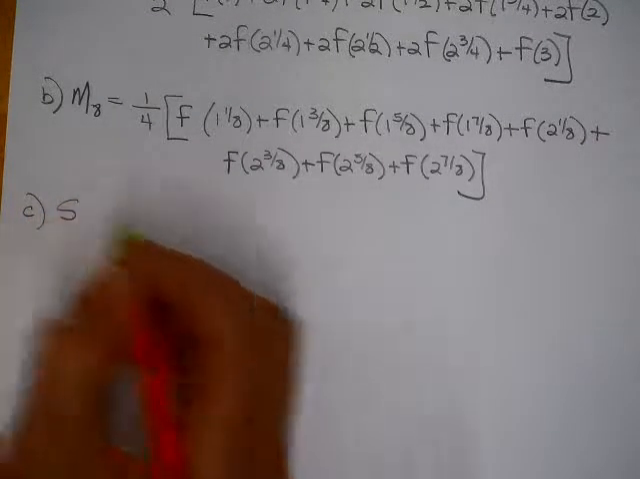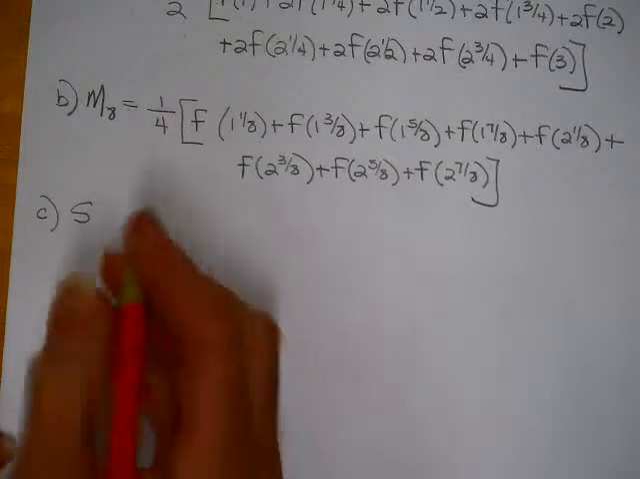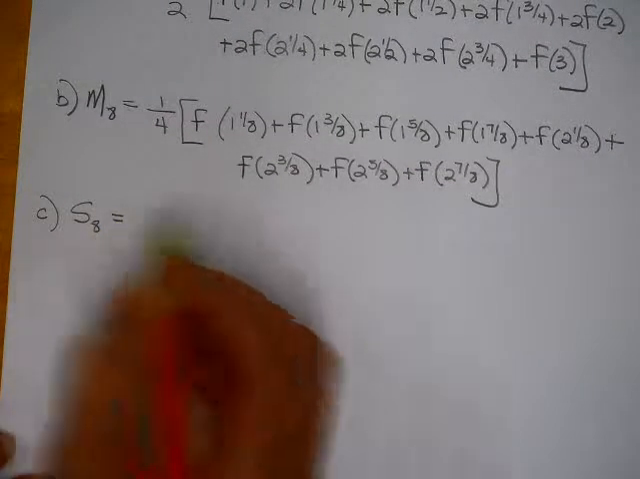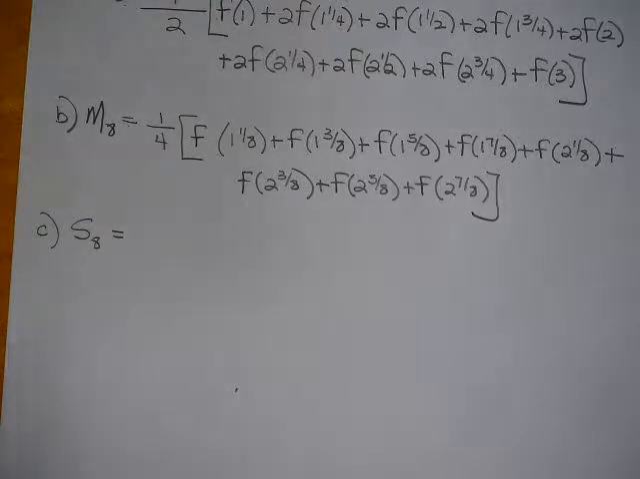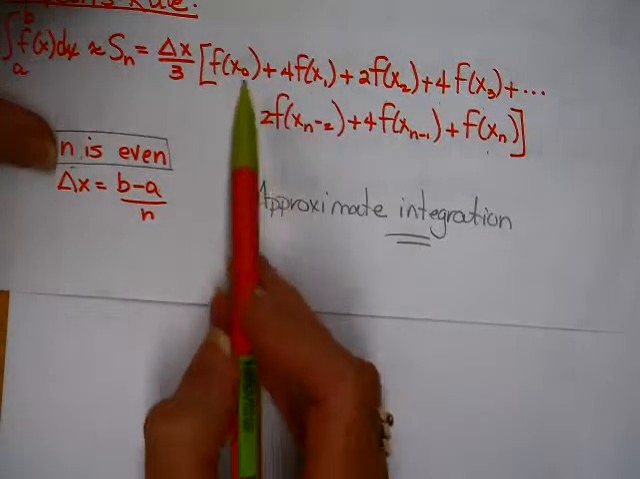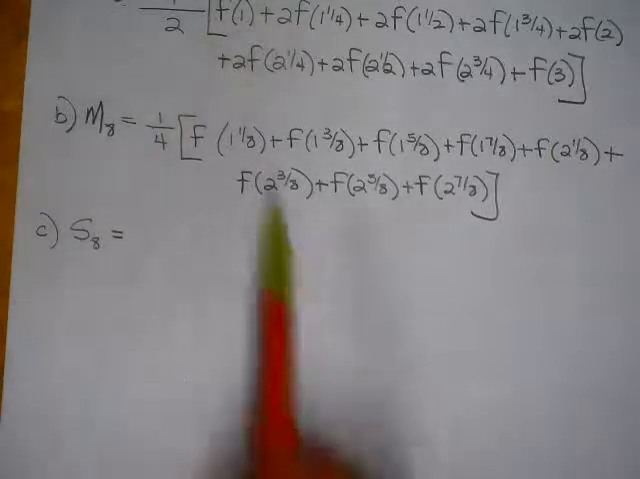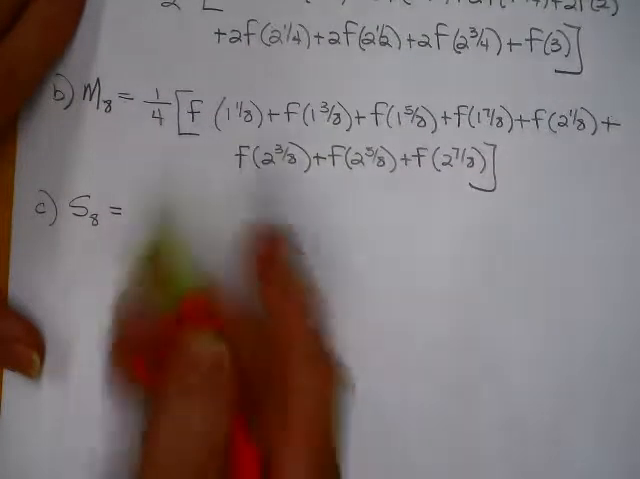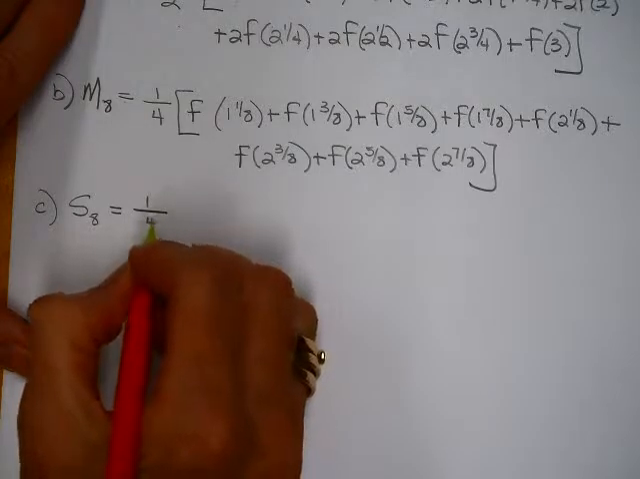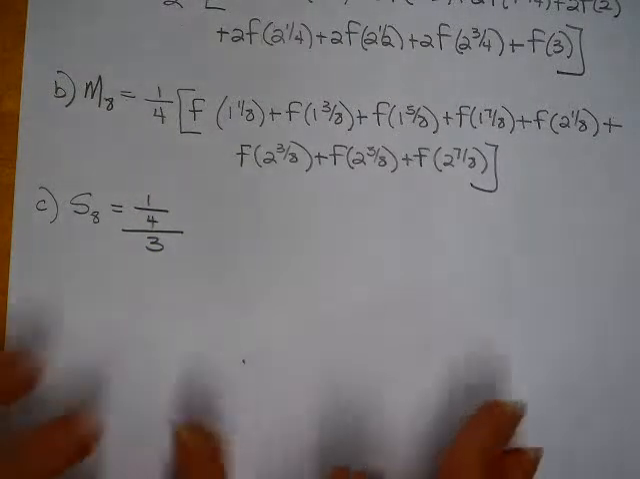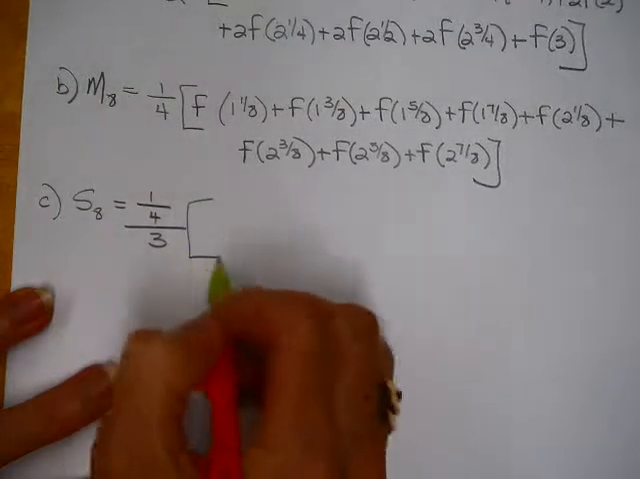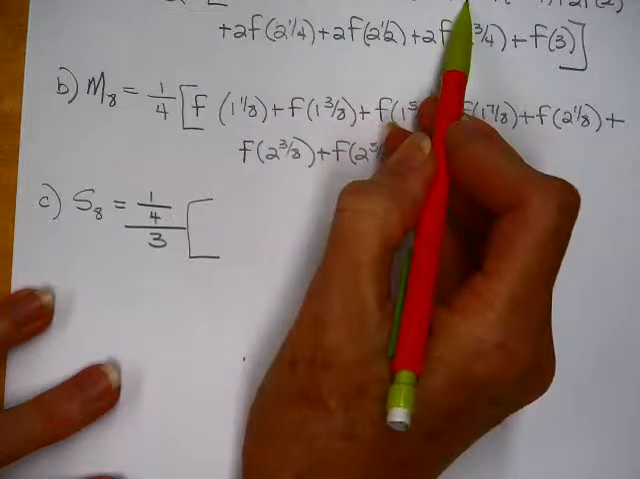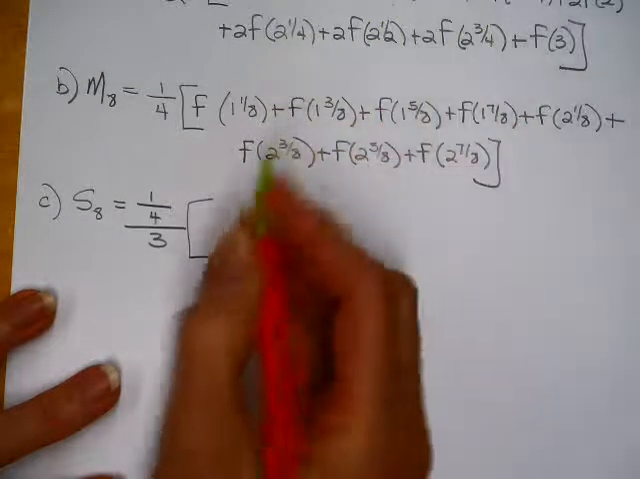Then part C would be Simpsons rule. Simpsons rule at 8. All right, well, Simpsons rule goes back and it does endpoints. So it's going to go back and do the same thing as the trapezoidal, except you have delta x divided by 3 this time. And these coefficients alternate between 4s and 2s.